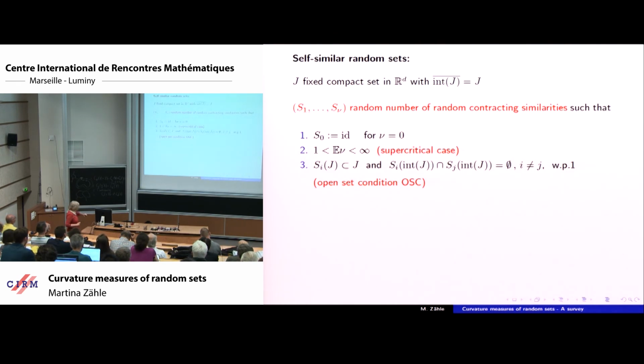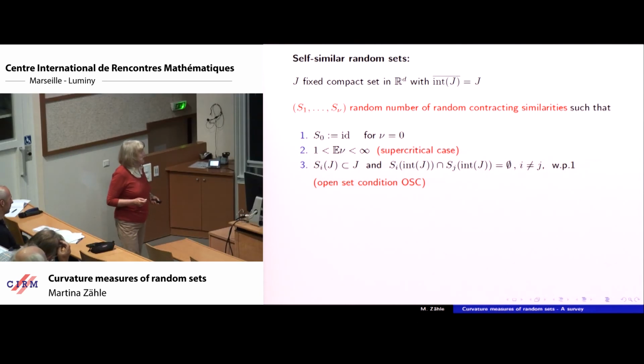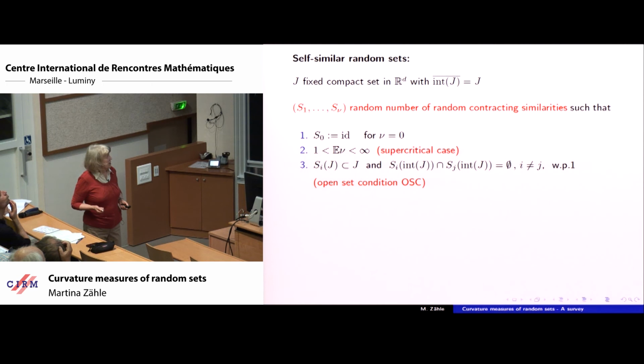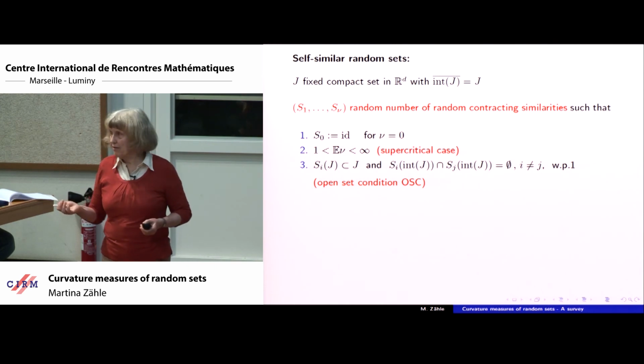Okay, now let's turn, I do not have much time now, to the random setting. I briefly express it. There are some conditions, maybe not so important to look at the details. At least self-similar random sets are generated by a random number of random contraction similarities. And this is S1 up to S nu. And this is a tuple which can be dependent within itself. The S1, S2 up to S nu can be dependent, but it's one tuple with a certain probability distribution. And the number nu is also given as a random number.